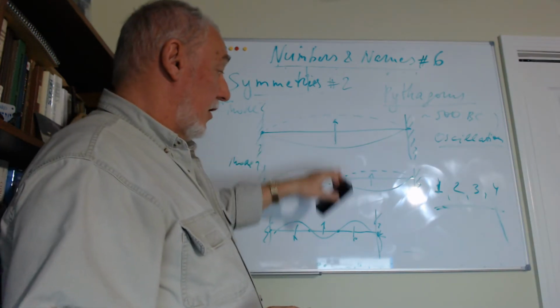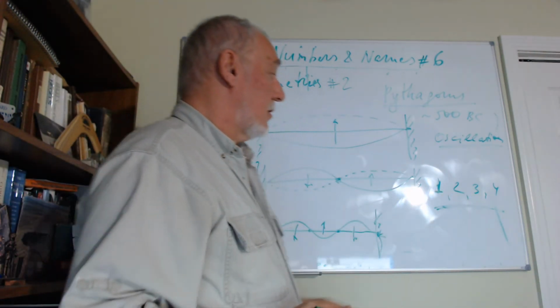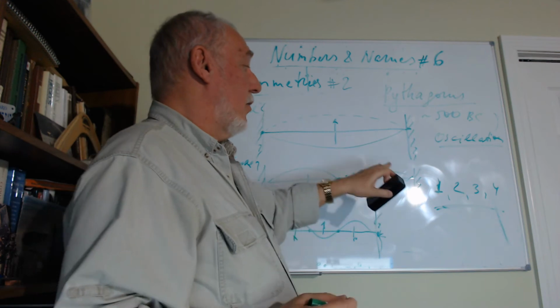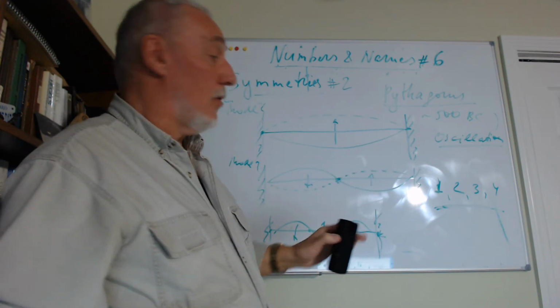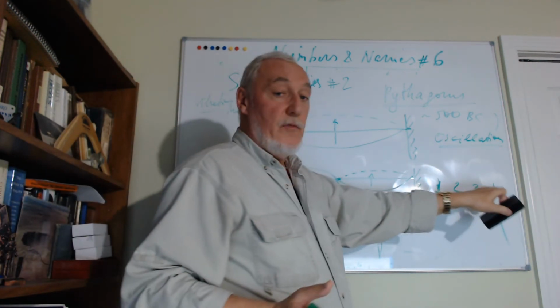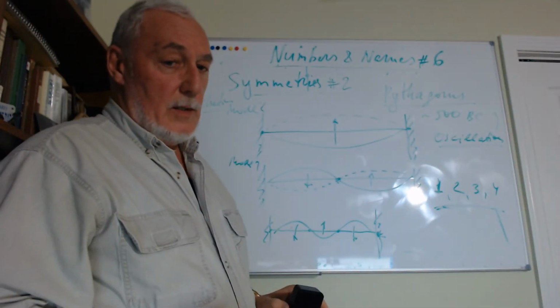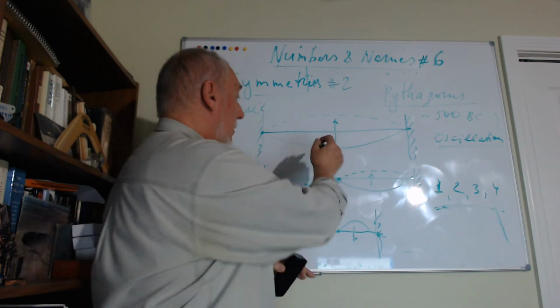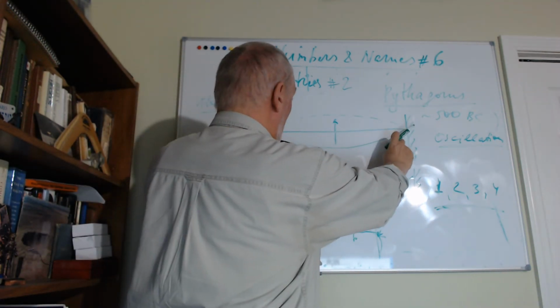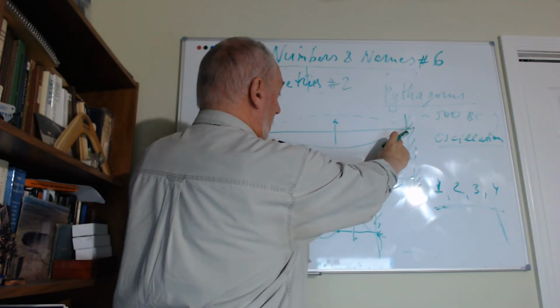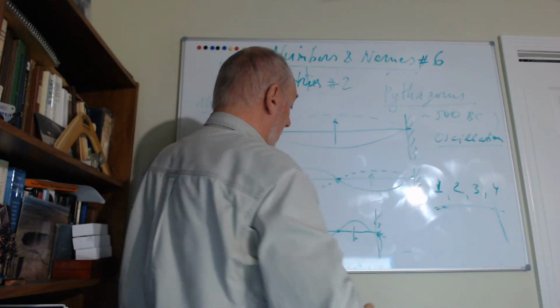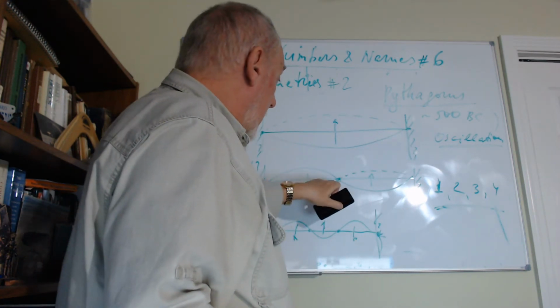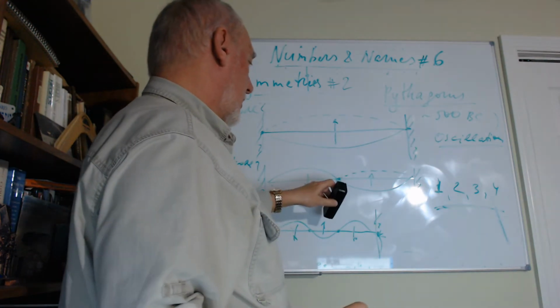That the string oscillates in these modes. Not 1.5, not 1 and 27, whatever. 1, 2, 3, 4. Simple numbers. What do you mean by the numbers? The number is like, this is 1. This is 1. Is it the number of peaks? No, not the number of peaks.